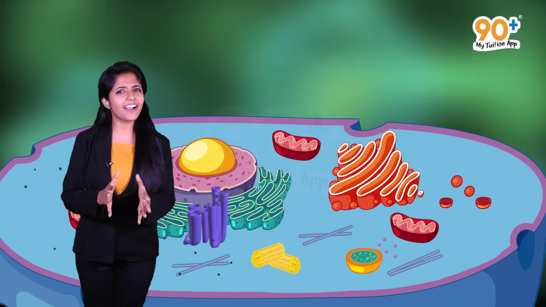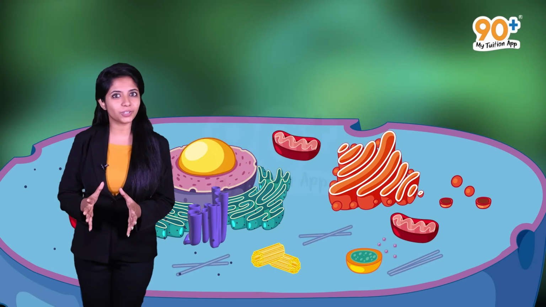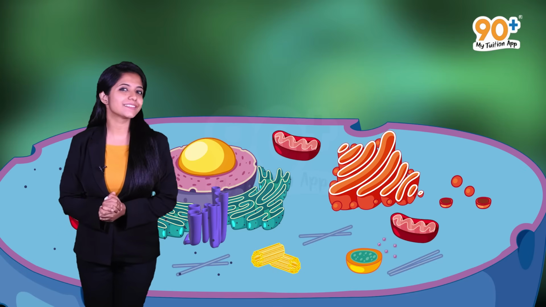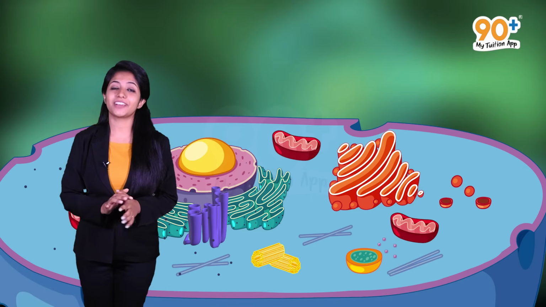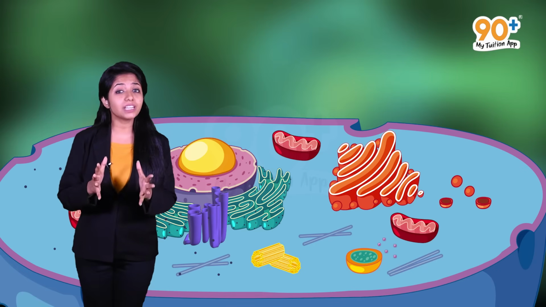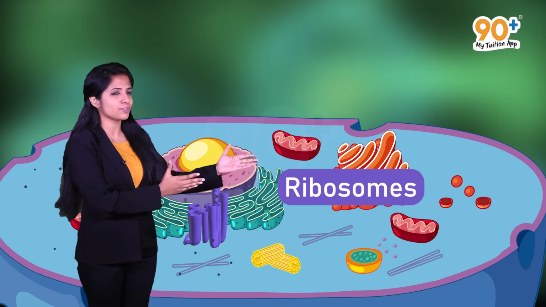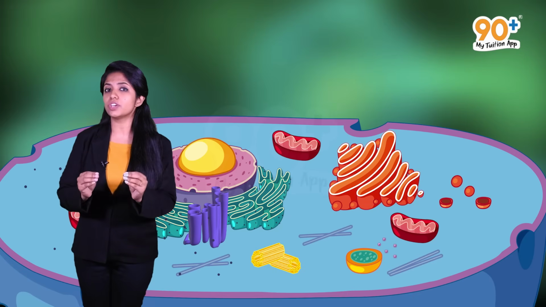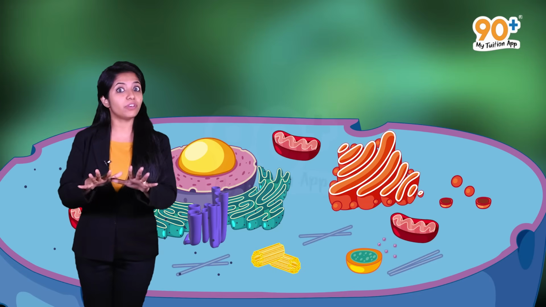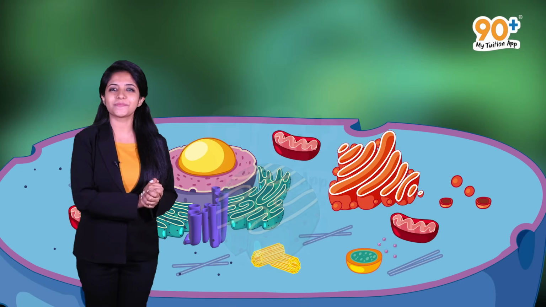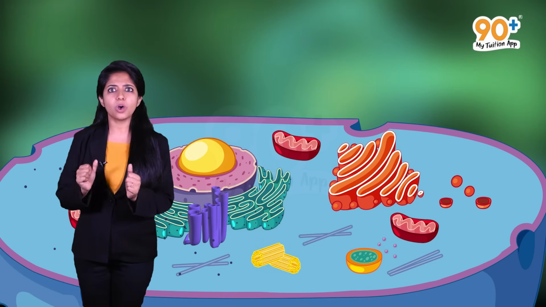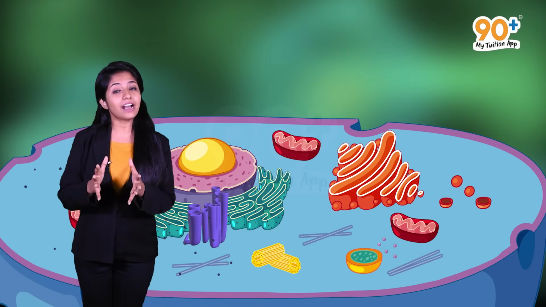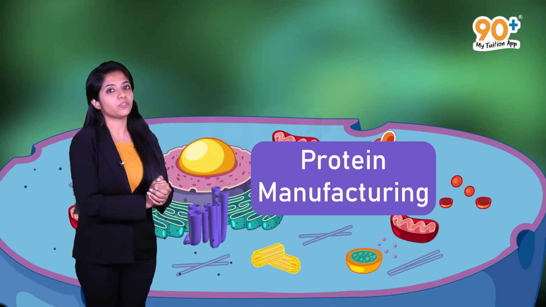Do you know why RER or Rough Endoplasmic Reticulum is known as Rough Endoplasmic Reticulum? Any guesses? Fine, I'll tell you. It's because they contain structures known as ribosomes on their surface, which actually gives a rough look to the endoplasmic reticulum when viewed under the microscope. And you might be wondering, what role do these ribosomes perform, right? Well, they are responsible for protein manufacturing.